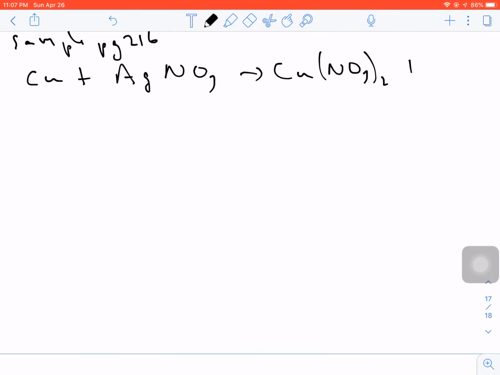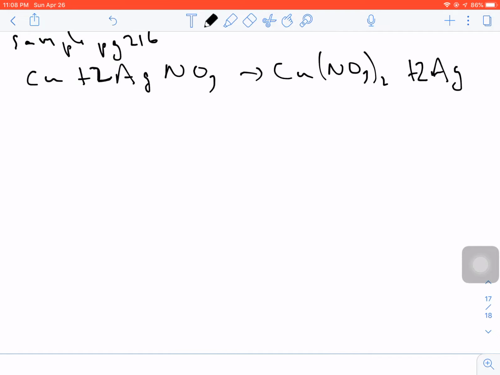So sample number 2 says, I'm reacting copper with silver nitrate, and I'm going to make copper nitrate. It's copper 2 nitrate, actually, and pure silver. And to make this work, I have to balance my equation. I have 1 copper on the left, 1 on the right. I have 1 silver on the left and 1 silver on the right, and 1 nitrate on the left, and 2 on the right. So I put a 2 in front of my silver nitrate here, and then I've got to balance my silvers over here. So it's now balanced.